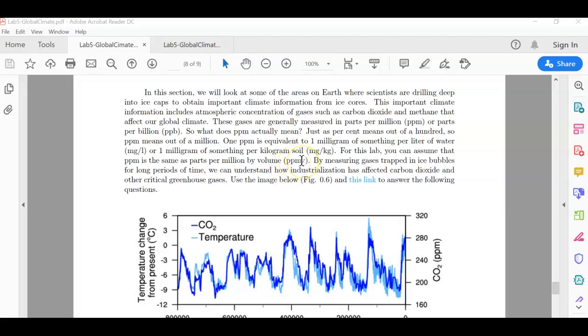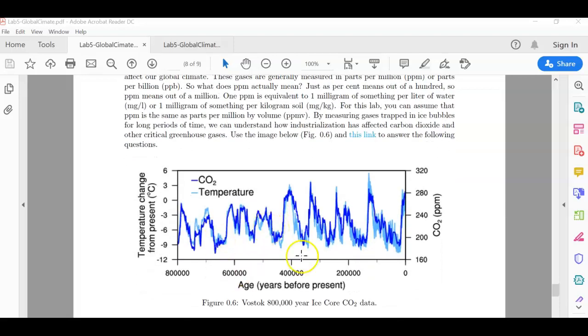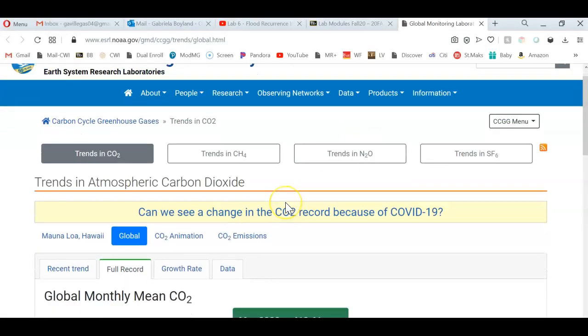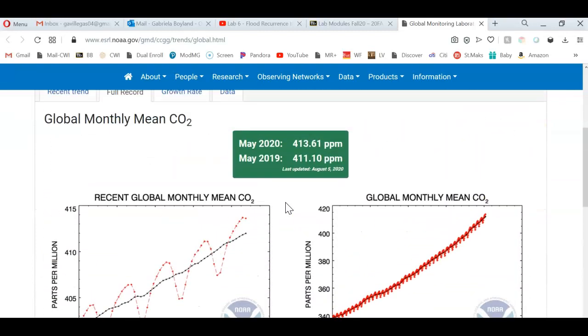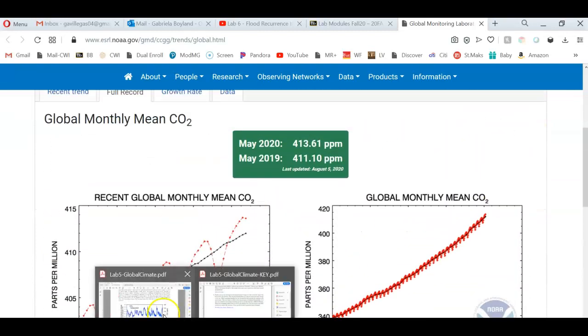Okay? By measuring gases trapped in ice bubbles for long periods of time, we can understand how industrialization has affected carbon dioxide and other critical greenhouse gases. Use the image below, this one right here, and the link here to answer the following questions. So we can follow that link so you know what they're referring to. Okay, so you're going to see a set of information.